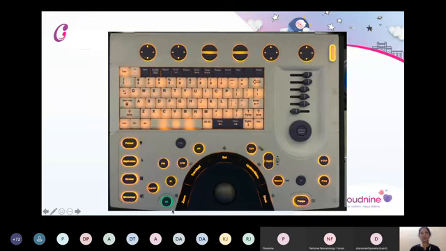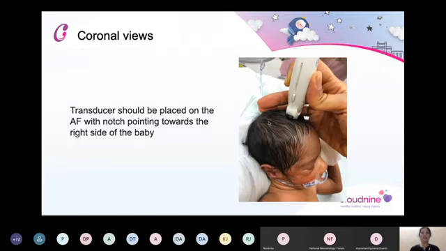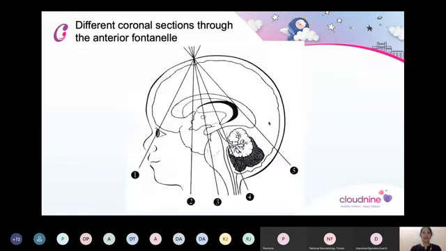Now to start doing ultrasounds, first this 2D button that is highlighted in green is what you turn on first. And let's go ahead. Right. So for coronal views, the transducer is placed with the pointer pointing towards the right side. And these are the different coronal sections, the different coronal planes that you can view.